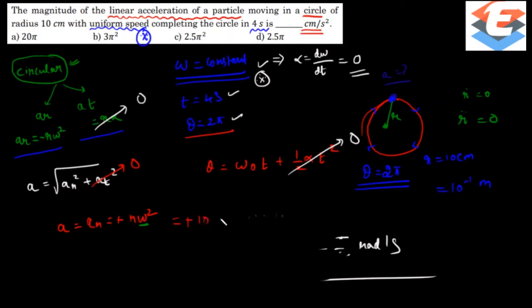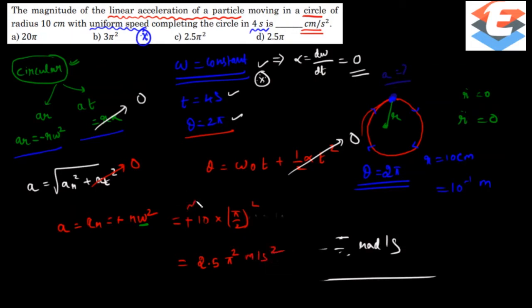Radius is 10 centimeter into omega, which is pi by 2, which we already determined, so pi by 2 square. 2 square will be 4, so 10 by 4 is going to be 2.5. So 2.5 pi square, and again I'm very sorry, meter per second square, because this is linear acceleration. Meter per second square.